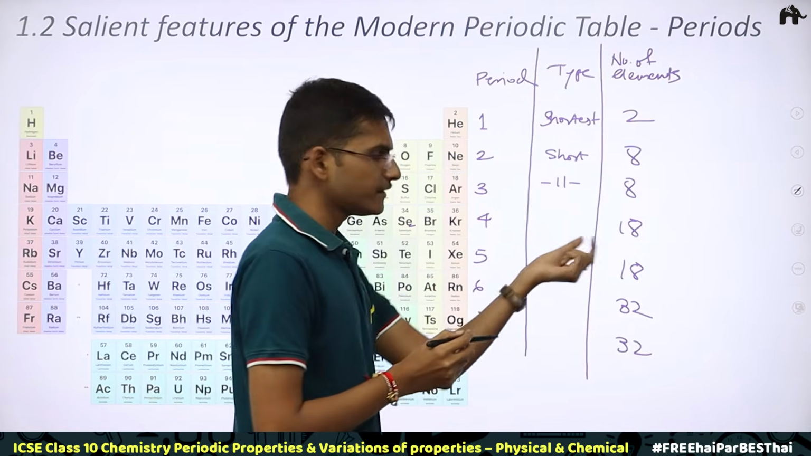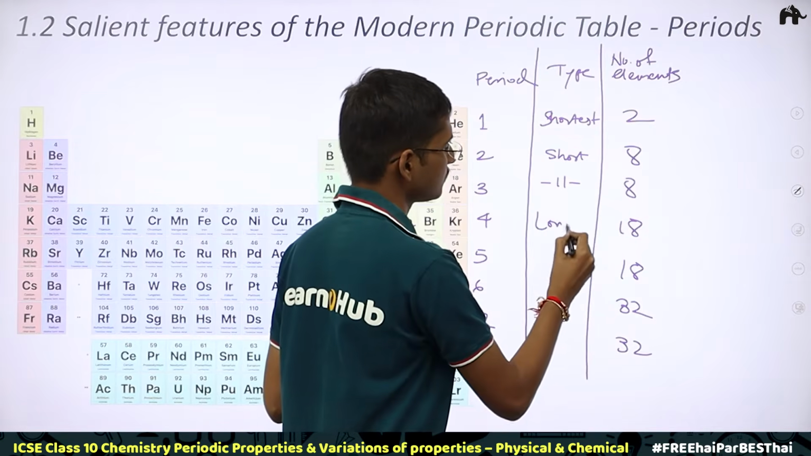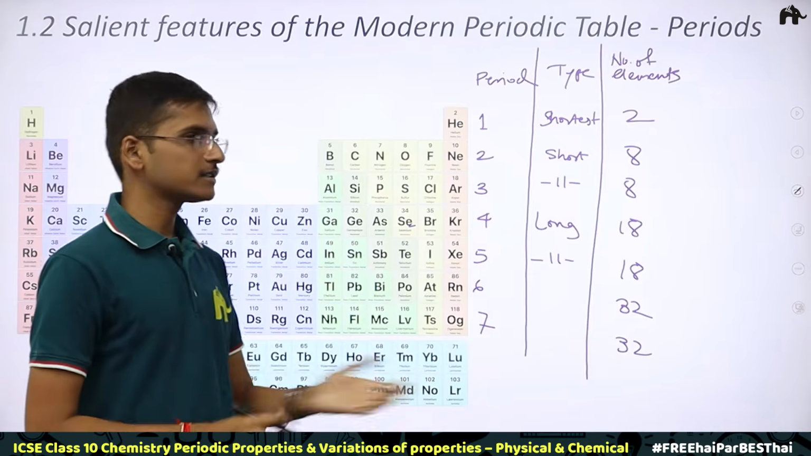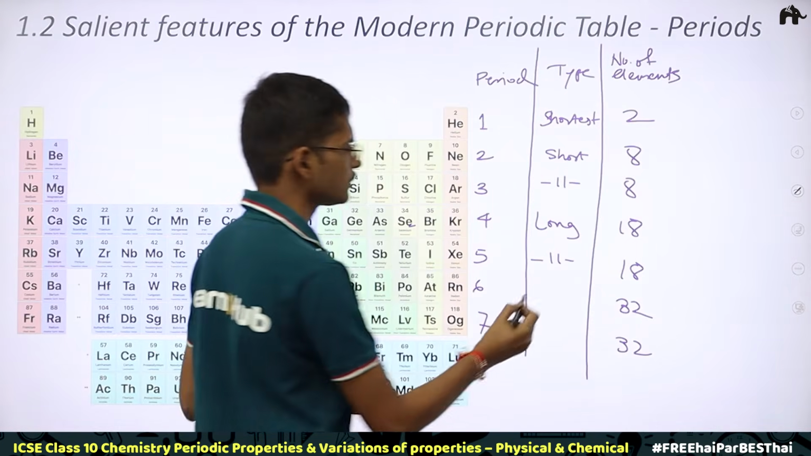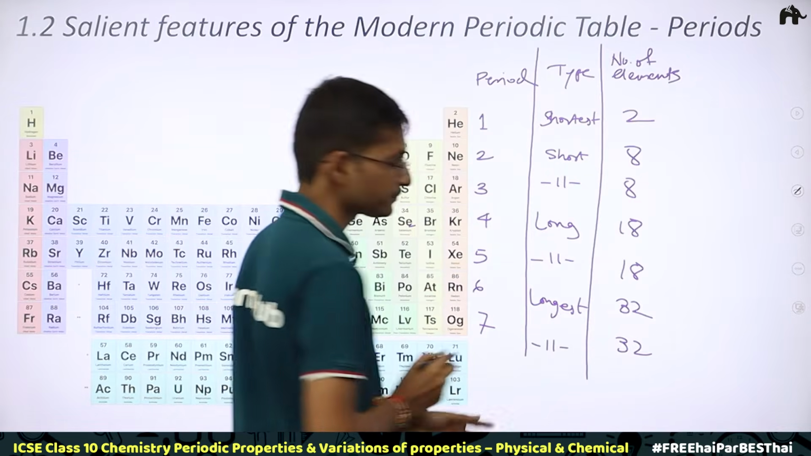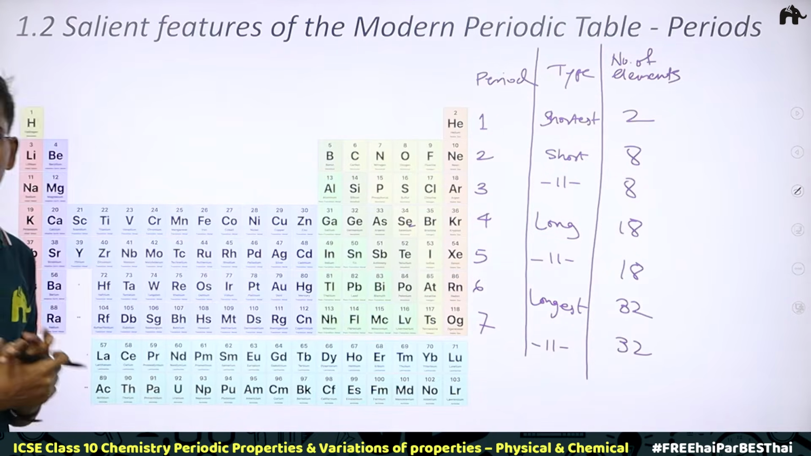Fourth and fifth have 18 elements. Okay, so they are quite long, therefore they are called long periods, and the last two periods are the longest, right? So therefore they are called longest periods, simply. Okay, now let's move on to the range of the atomic numbers in each period.